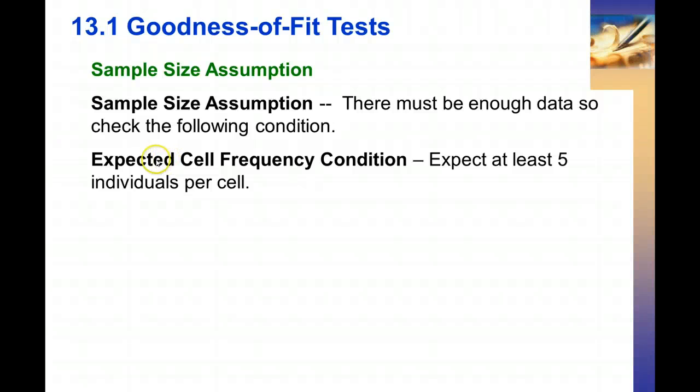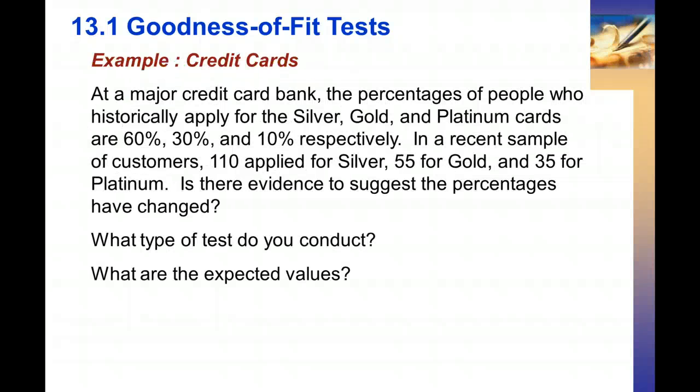Goodness of fit, assumptions continued. Sample size: there must be large enough data so that you can check the following. The expected frequency must be at least 5 individuals per cell.